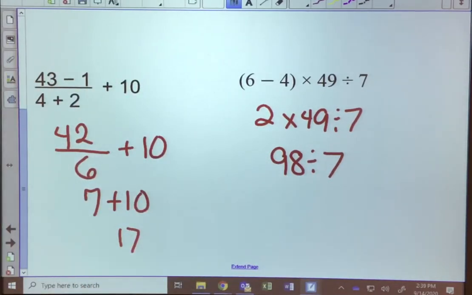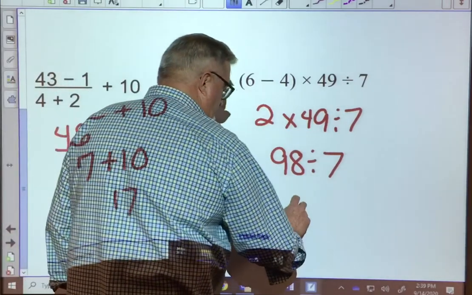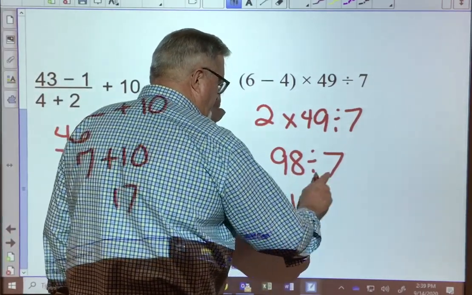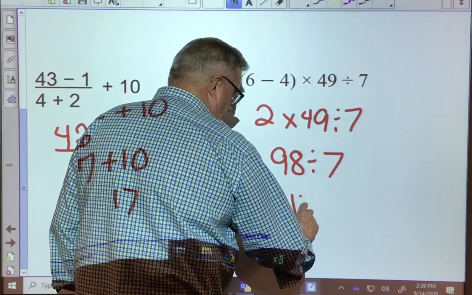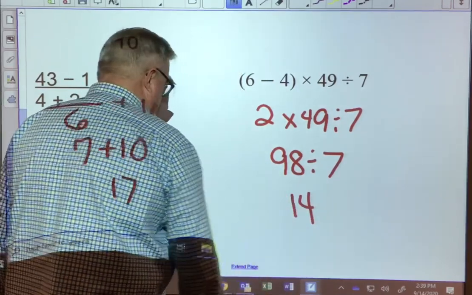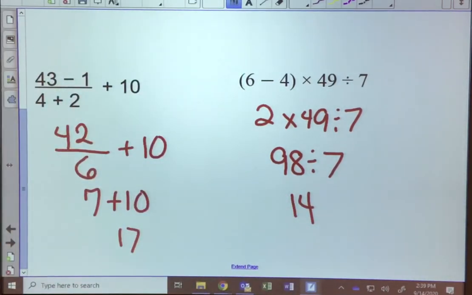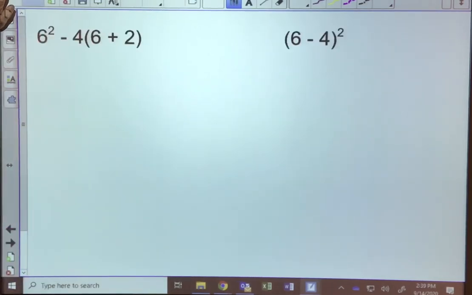Okay. Well, 7 will go into 9 once with 2 left over. That's 28. 7 will go into 28 4 times, so that's 14. So the answer to that one is 14. Okay, 2 more, and you're on your own.